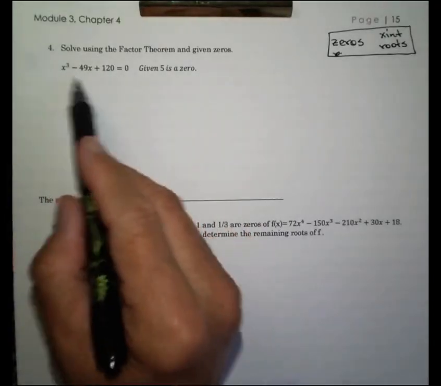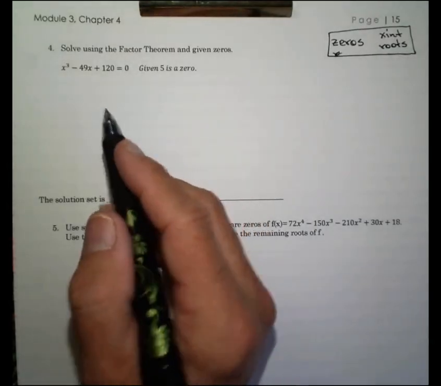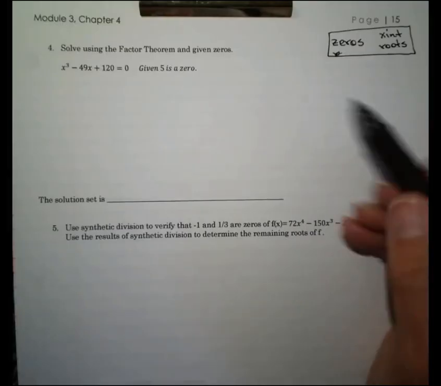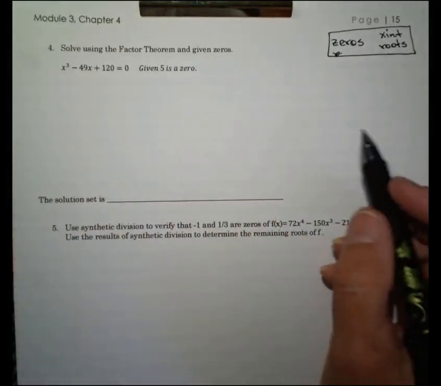Well, when we have a problem that's very difficult to factor, and we can't factor it using intermediate algebra skills that we've already learned, we can sometimes use the factor theorem and maybe a given 0 to help us out. And that's what this problem is going to illustrate for us here.